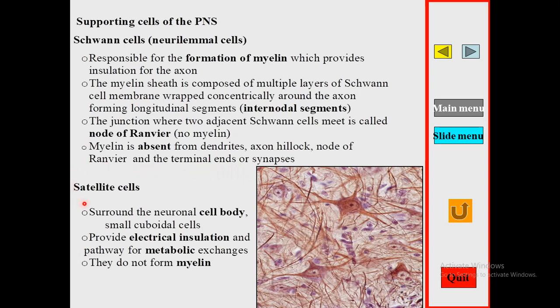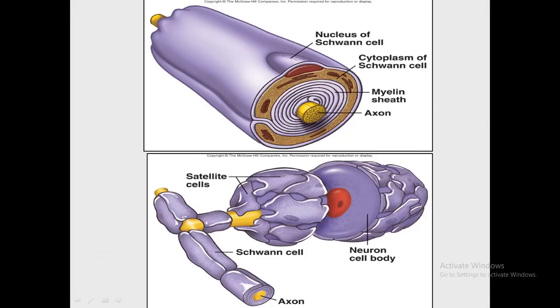The second supporting cells of the peripheral nervous system are the satellite cells. Those cells provide electrical insulation for the cell body because they surround the neuronal cell body or the perikaryon, and they provide metabolic exchange. They do not provide myelin.